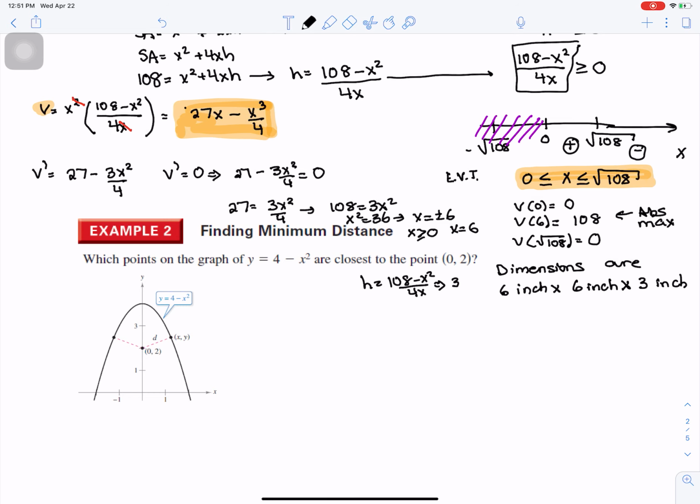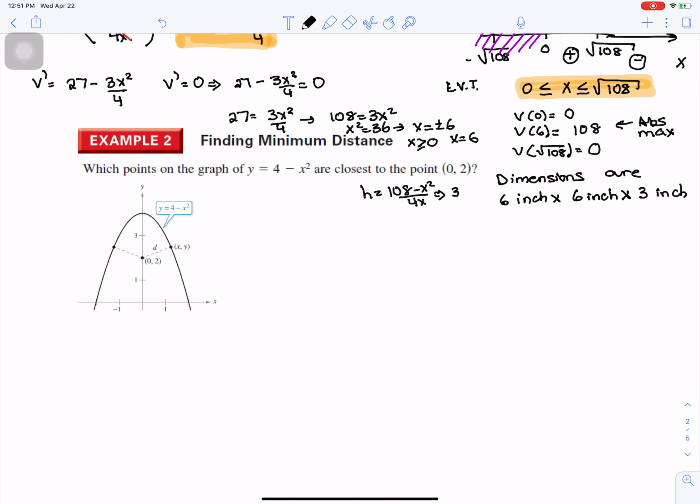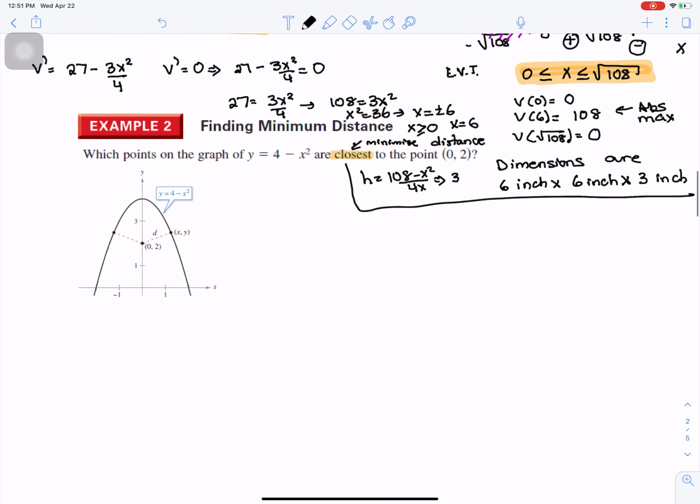Now again, example 2 is another really popular example. This one's a little bit harder to recognize that they're asking you optimization, but they say what points on the graph are closest to the point (0, 2). The fact that they're saying closest means we want to minimize the distance between the point (0, 2) and the point on the curve, 4 minus x squared.